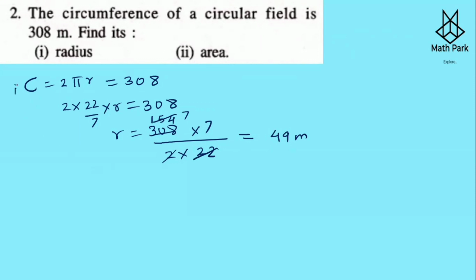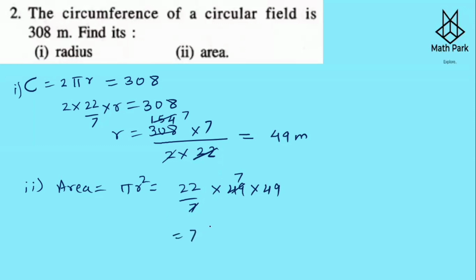Now you are asked to find the area. Let us do the second part. Now we have area is equal to pi r square. So let us take the value of pi as 22 by 7. So radius is 49, so 49 square. So we'll write 49 times 49. 7 sevens are 49, and 22 times 7 is 154, and 154 you multiply by 49, you get 7,546 meter square is the area of this circular field.